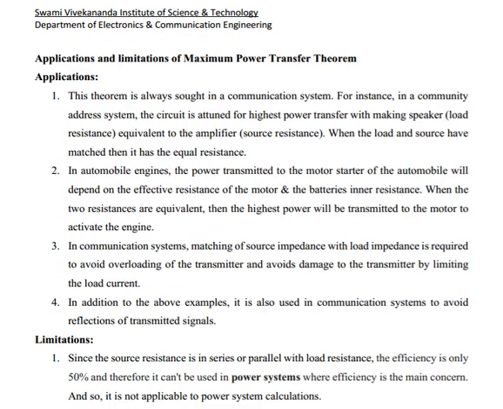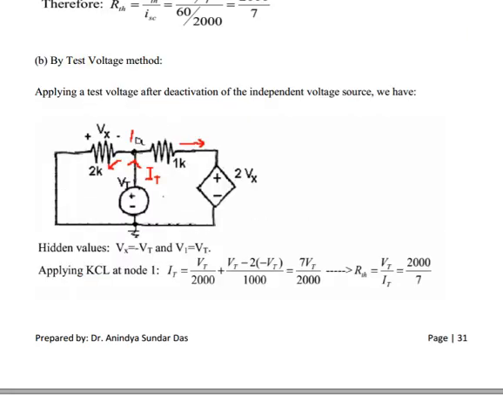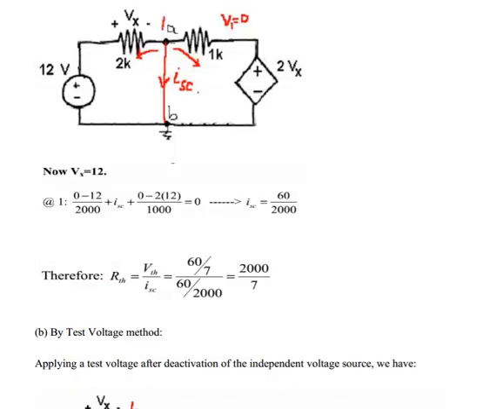Okay, so what are the main points that you have to remember? The first point is you have to remove the load resistance. For the load resistance, find out the open circuit voltage. Then you can short circuit that and find out ISC. RTH will be VOC by ISC. That is the technique that you can follow for every circuit, whether it has dependent source or independent source, or both.